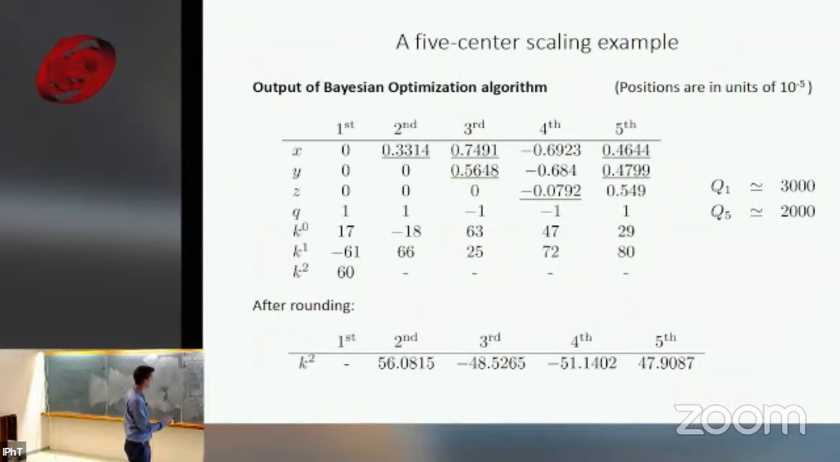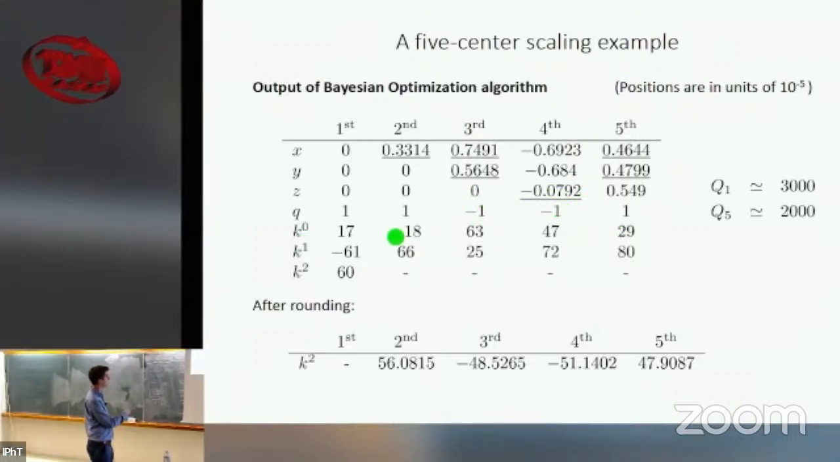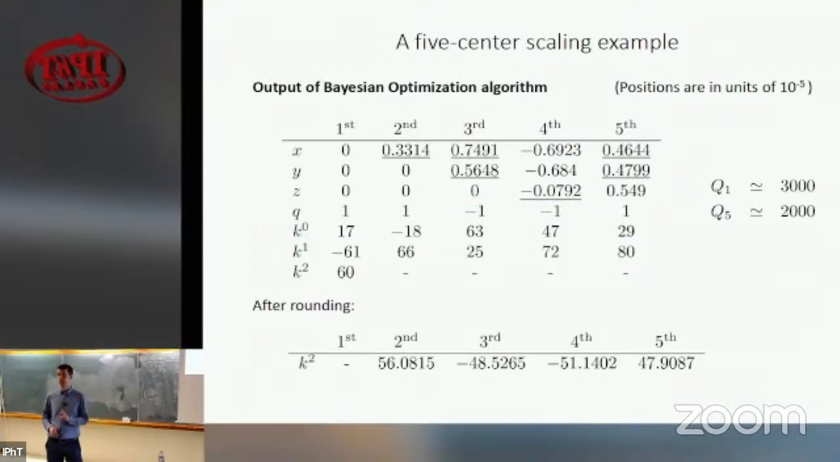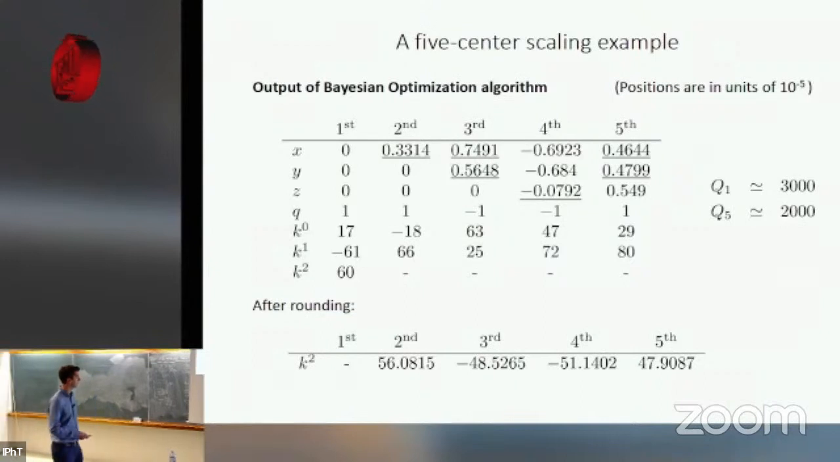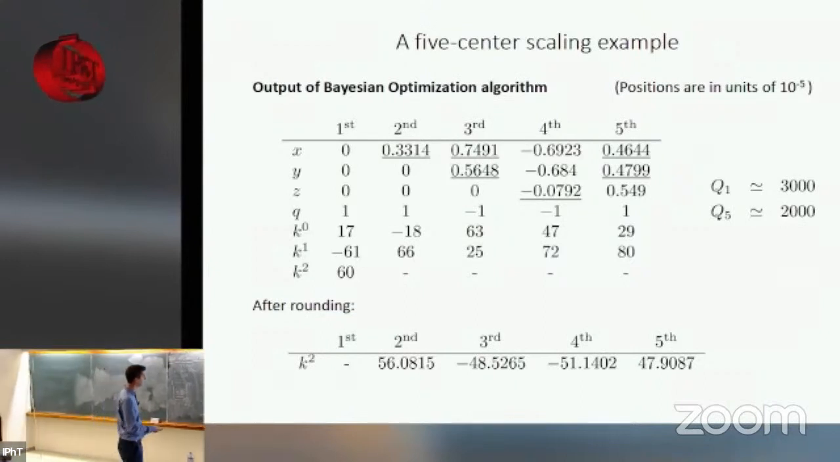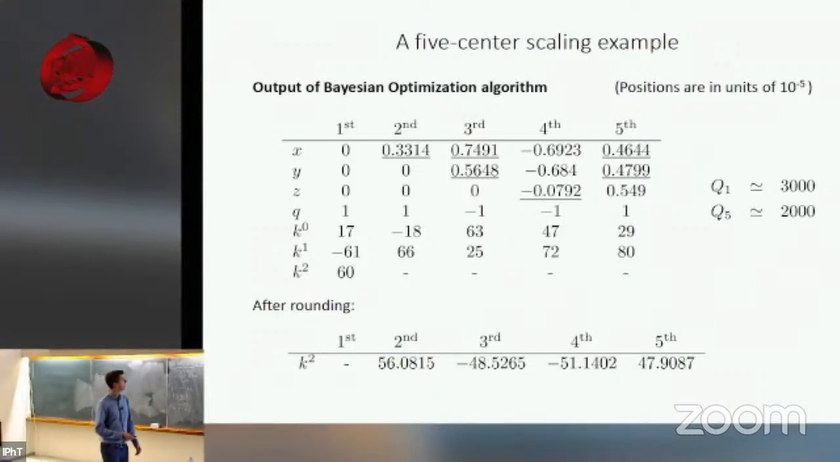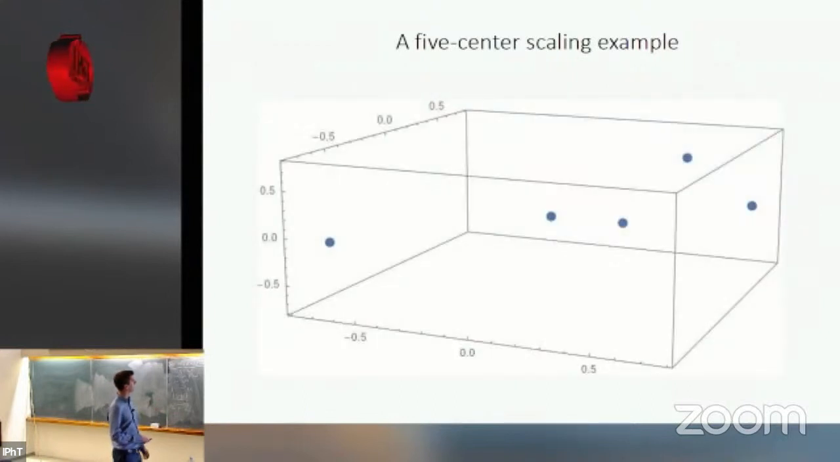And these are the Gibbons-Hawking charges here: 1, 1, minus 1, minus 1, 1. And these are the randomly generated flux parameters, in the order of tens. After rounding, the flux parameters which were not fixed were solved for and then rounded off to these values, such that my charges were in the order of thousands. This was the thing we passed to the evolutionary algorithm.